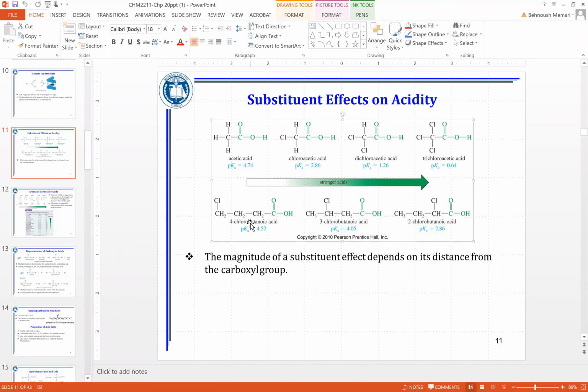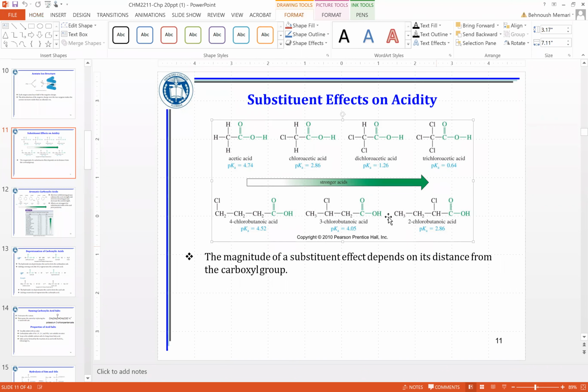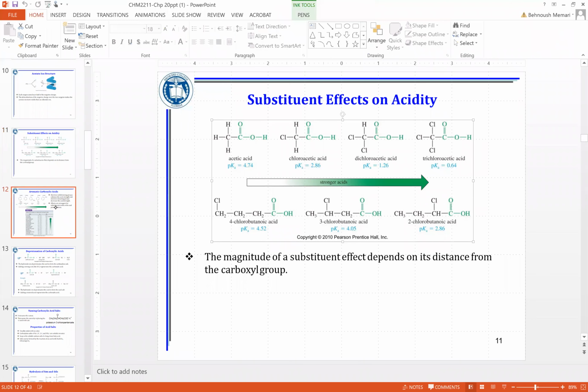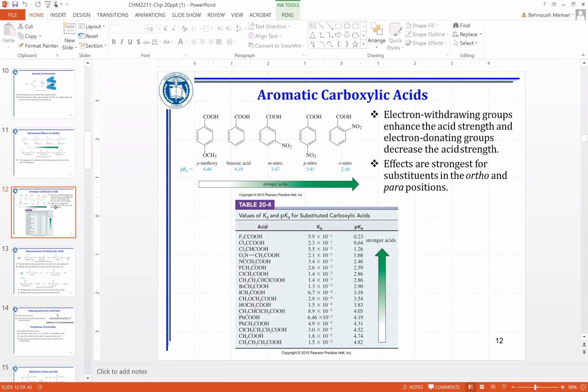For a compound like butanoic acid, the closer the Cl group is to the COOH, the more effective it is as an electron withdrawing group. So it's going to be a stronger acid. If you have a pKa of 4.5 for 4-chloro, for 3-chloro it drops down to 4.05, and for 2-chloro it drops down to 2.86. So the closer the electron withdrawing group is to the functional group, the stronger the acid is going to be.